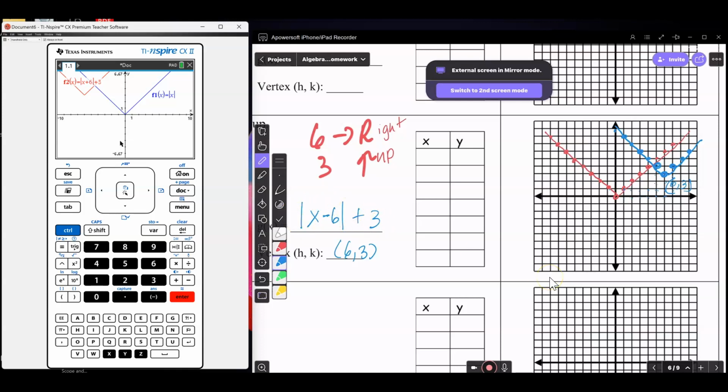And you can see your h and you can see your k. Your h is your x value of the coordinate for the vertex, and then your k is the y value. So this is the function.